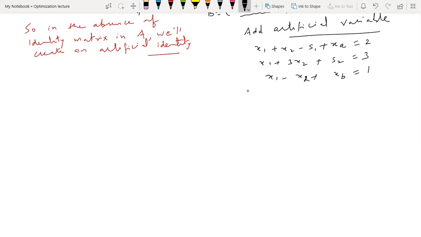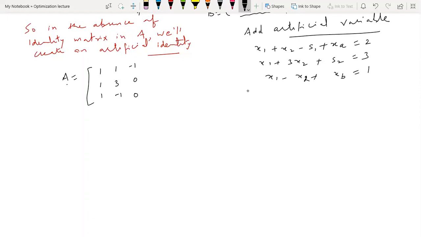So you see, in this case, my A matrix will become like this. So 1 1 1, 1 3 minus 1, so minus 1 0 0.